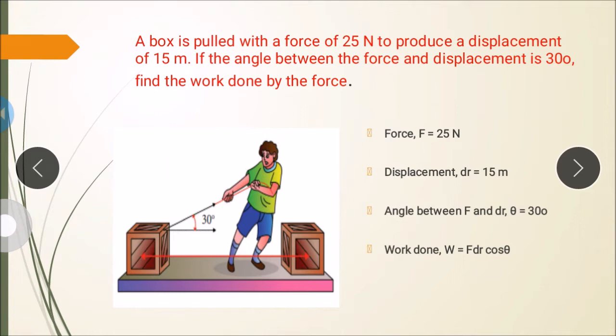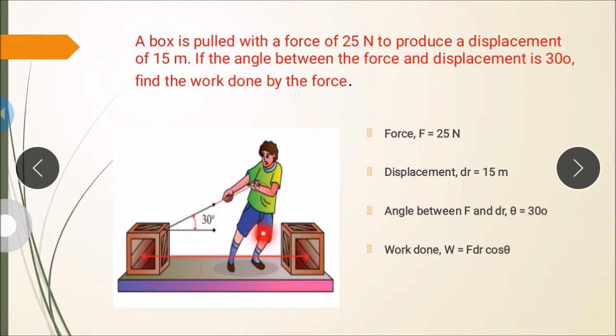Let us see the problem. A box is pulled with a force of 25 Newton to produce a displacement of 15 meter. If the angle between the force and the displacement is 30 degree, find the work done by the force. The angle between the force and displacement is 30 degree. That is clearly given in the diagram.